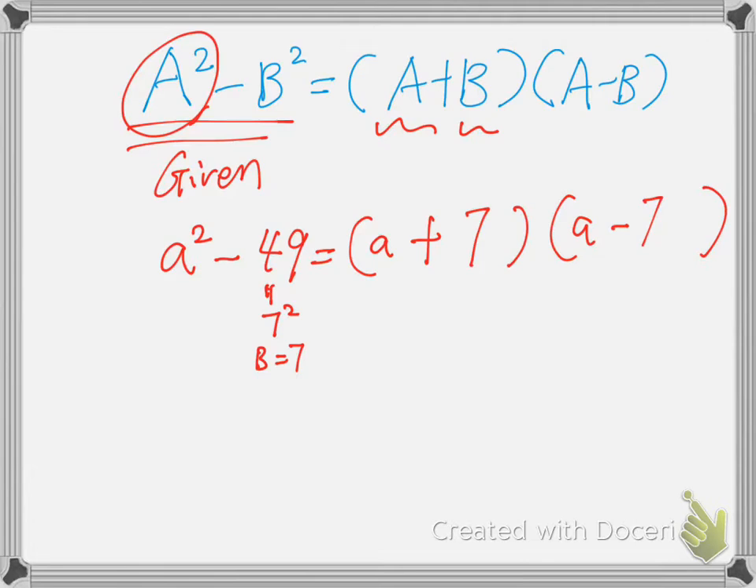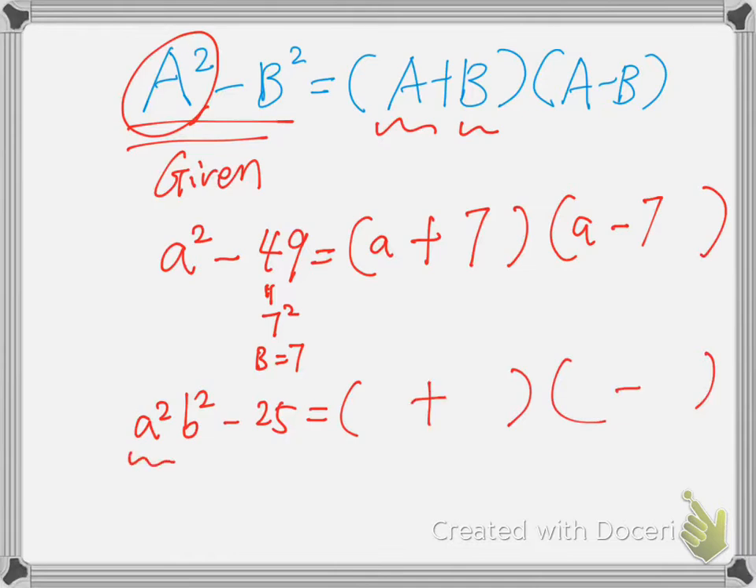Okay, yeah. So another example, if this is a squared, b squared minus 25. So it's a plus times a minus. What's the base for this? AB. What's the base for 25? 25 is 5 squared, so base 5. So it's AB plus 5 and AB minus 5.